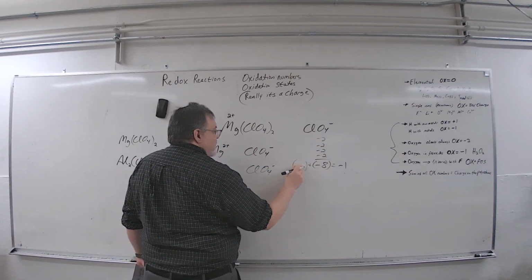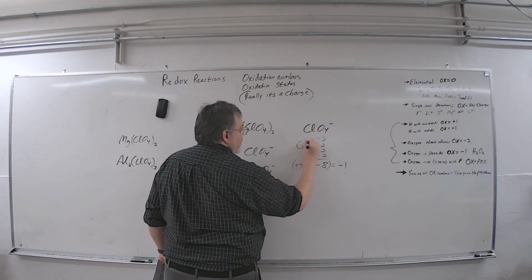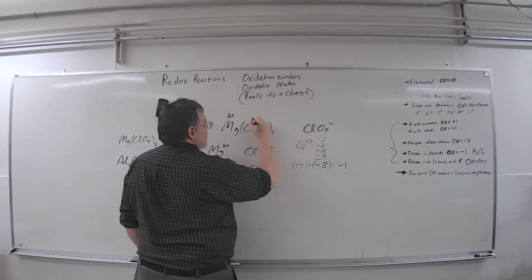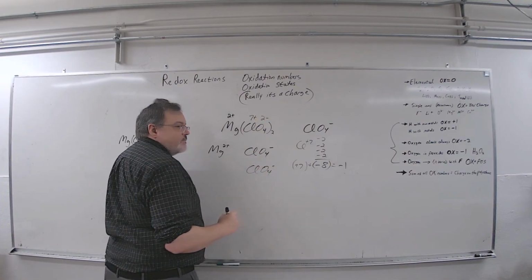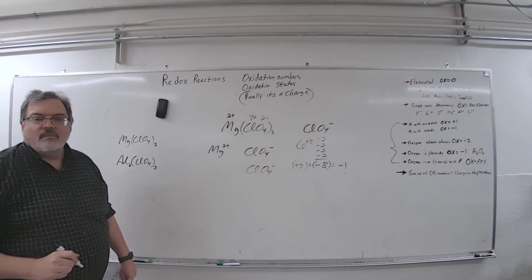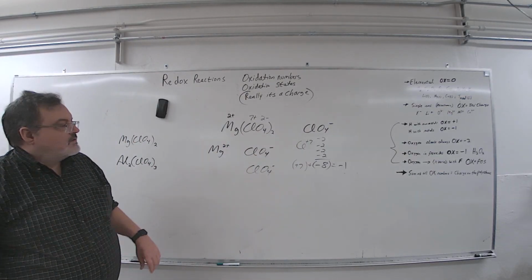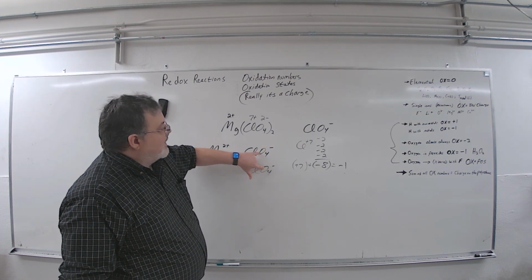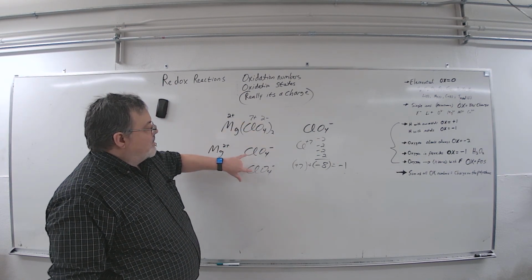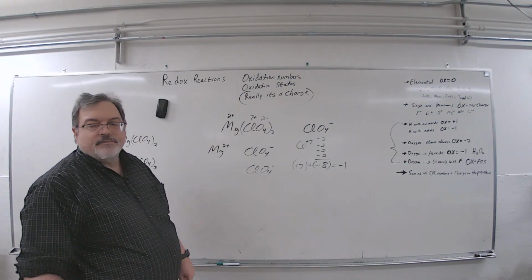So what does this have to be for this to be true? +7. There's only 1 Cl there, so it's +7. So 7 plus and 2 ones. And I only had to do one of these because they're identical. So every oxygen in here has this oxidation number. Both chlorines here have a +7 on it. See what I'm doing?